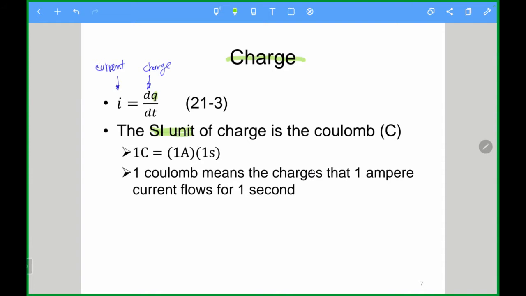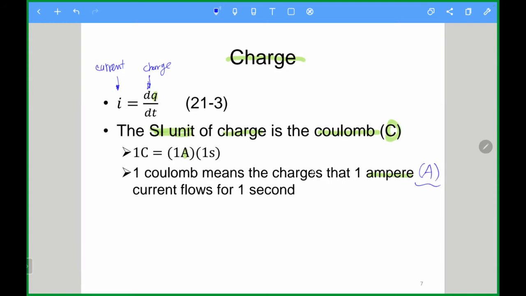What I mean is that for the charge, you really need to remember the SI unit is the Coulomb. The short form is of course C. This is what you really need to remember. And for the current, the SI unit is A, ampere. Ampere is the SI unit for the current.